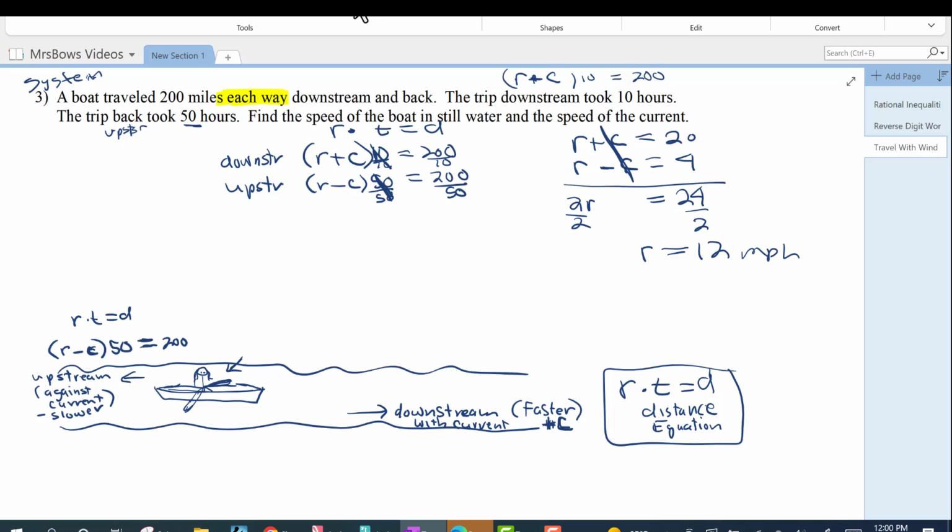All right, which means that, so if we take one of these original equations, well, we could even do it right here. The r plus c is equal to 20, so 12 plus c is equal to 20. Subtract 12 on both sides. The current's rate was 8 miles per hour.